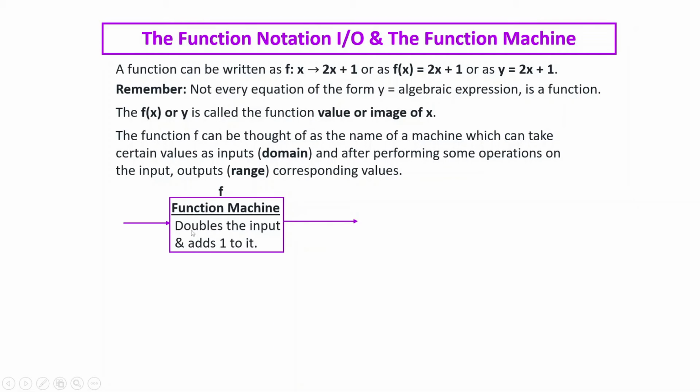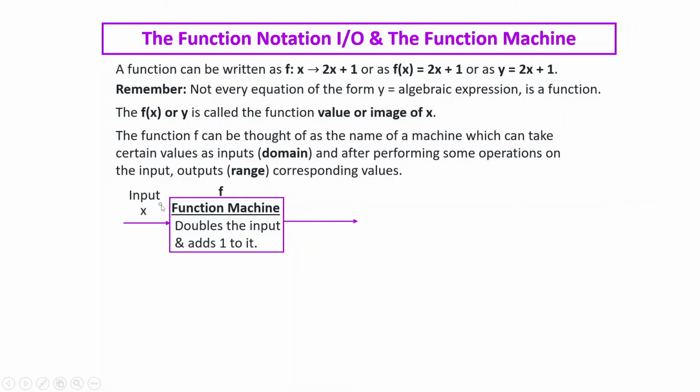This is simple, a rectangular box. You can have a square box. You can have an elliptical box. The shape doesn't matter, of course. And this is the function machine named f. And what is the operation that it is performing? It is doubling the input and it is adding 1 to the product. Doubles the input and adds 1 to it. And this is the input and this is the output from the function machine.